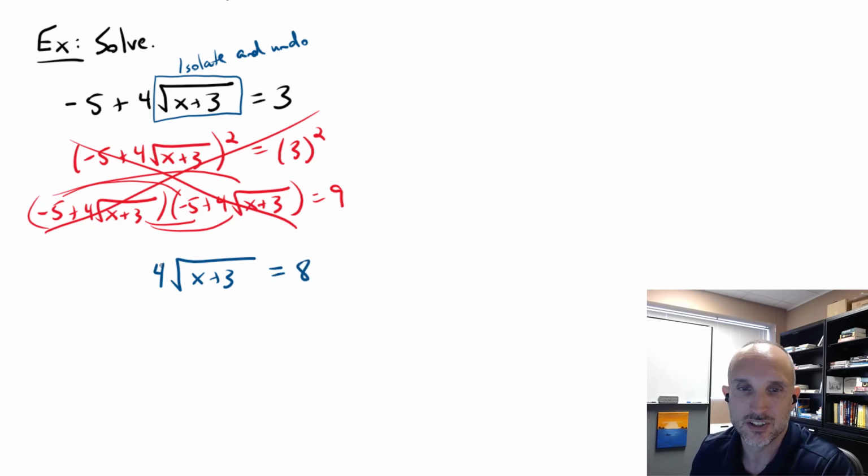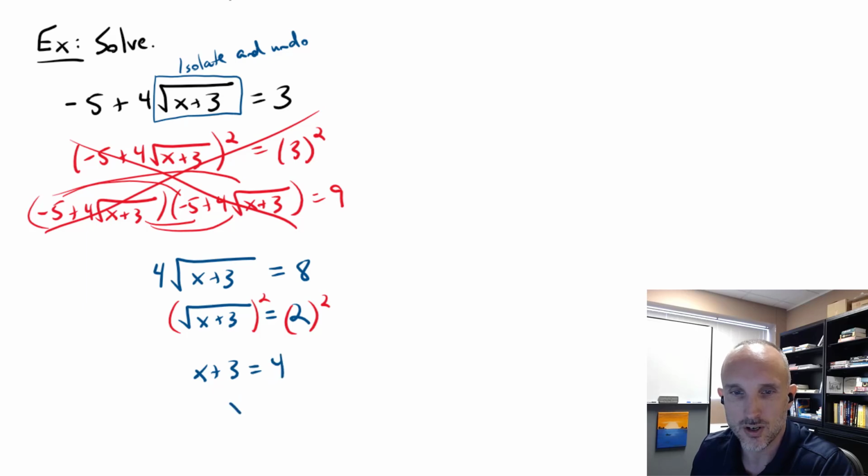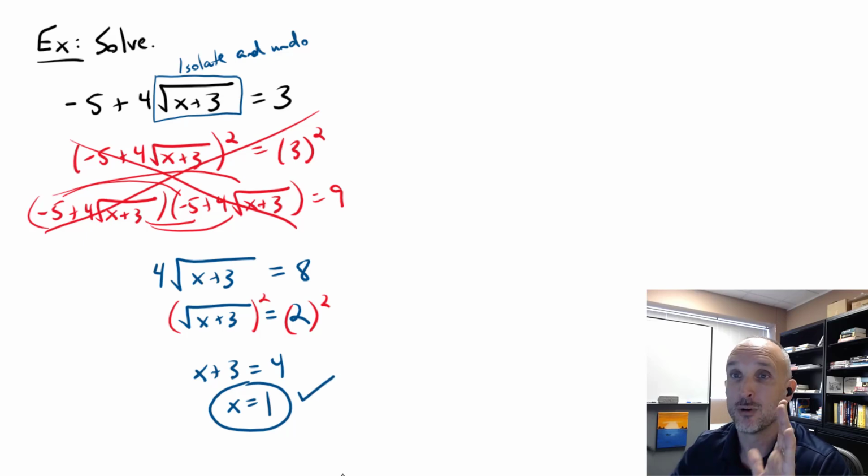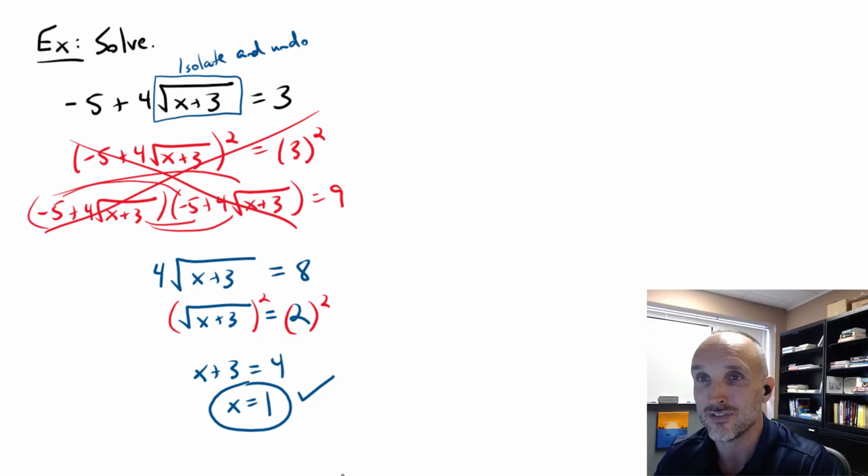And then to get rid of this multiplication by the 4, divide both sides by 4 to get the square root of x plus 3 equals 2. Now we can get rid of the square root by squaring both sides to get x plus 3 equals 4, which means that x equals 1. And because it was a square root, I would plug this back in, and I would see that this does, in fact, check. Okay? So make sure, get your root by itself before you try to undo it.